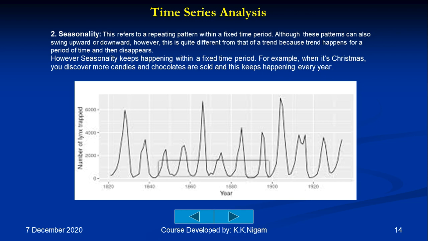Seasonality. Now this is another very important factor. This refers to a repeating pattern within a fixed time period. Although these patterns can also swing upward or downward, this is quite different from the trend because a trend happens for a period of time and then disappears. However, seasonality keeps happening within a fixed time period. For example, when it's Christmas, you discover more candles and chocolates are sold, and this keeps happening every year.